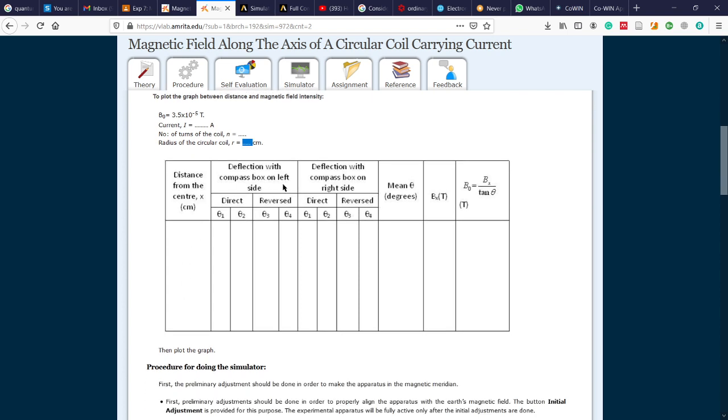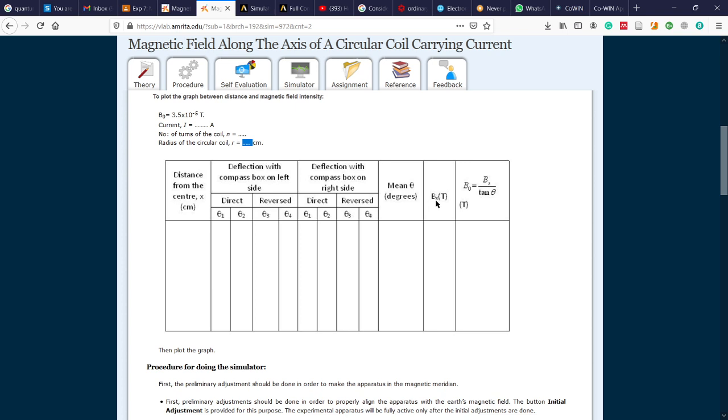Deflection with the compass box on the left side we take as minus x, and deflection with the compass box on the right side we take as plus x. For calculating the mean theta in degrees, in the spreadsheet I will show you that I have made some modification. While calculating this mean theta, I have calculated the mean theta for the plus x side and for the minus x side. So there will be two thetas, one for plus x, another for minus x.